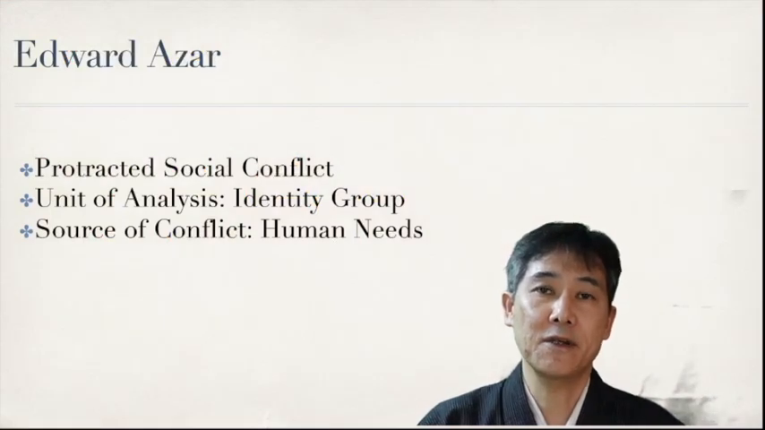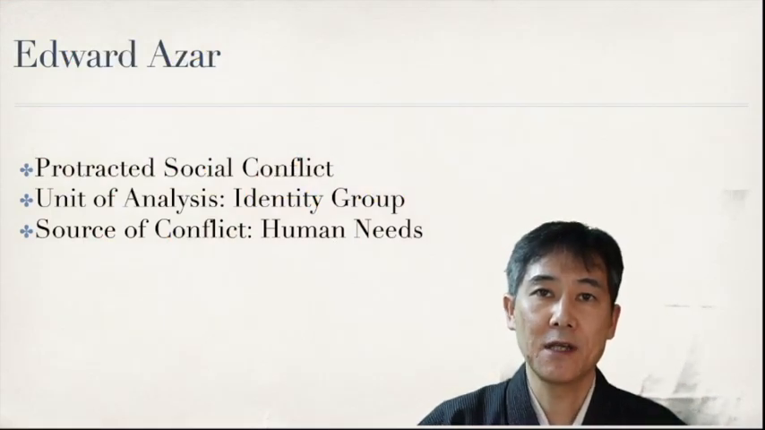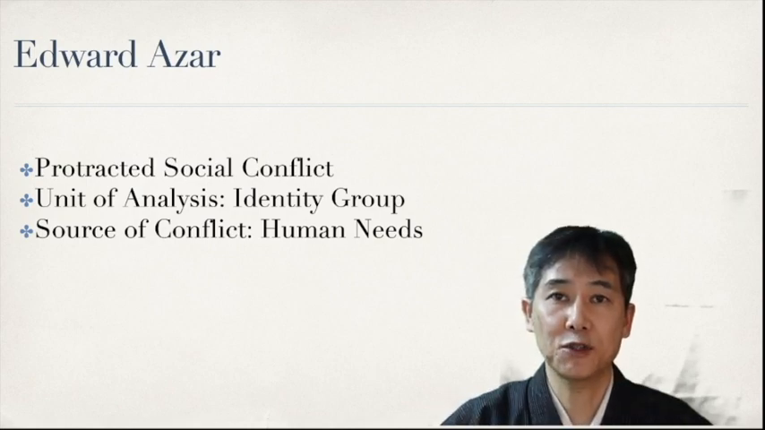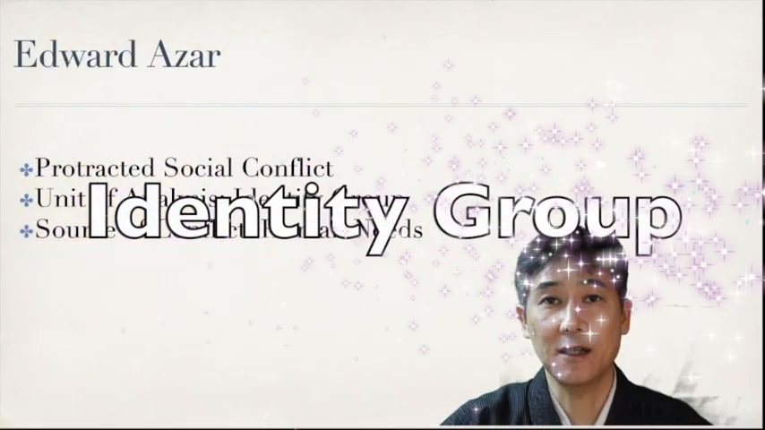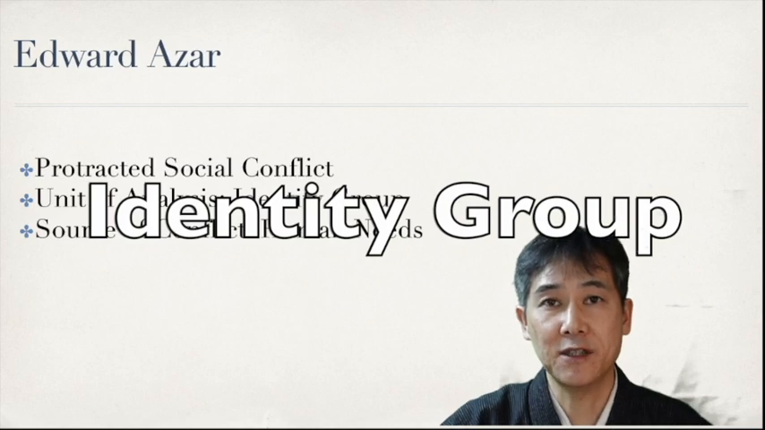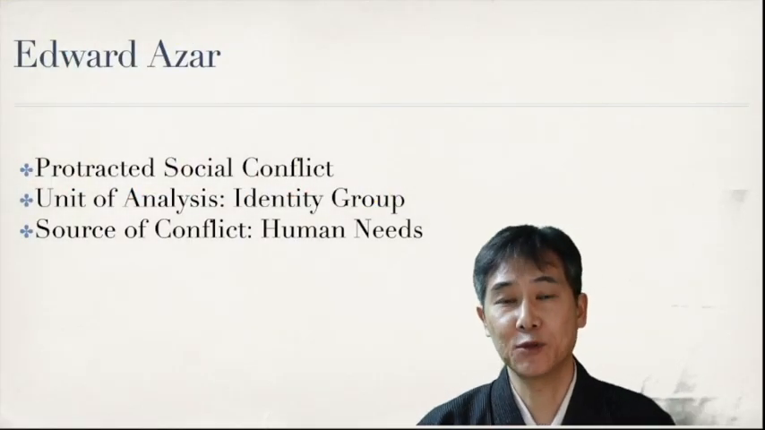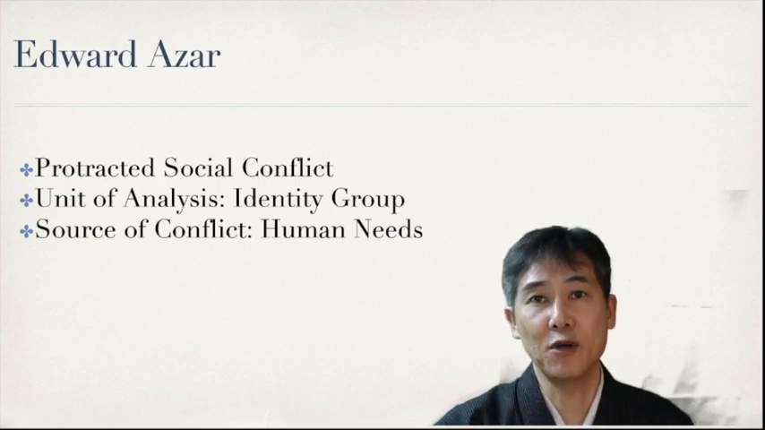The third figure is Edward Azar. He coined the term protracted social conflict. In his protracted social conflict approach, what I would like to underline is that he selected the identity group as a unit of analysis, unlike traditional international relations that uses the nation-state as a unit of analysis. And this is very much related to today's learning point, that is the source of conflict.